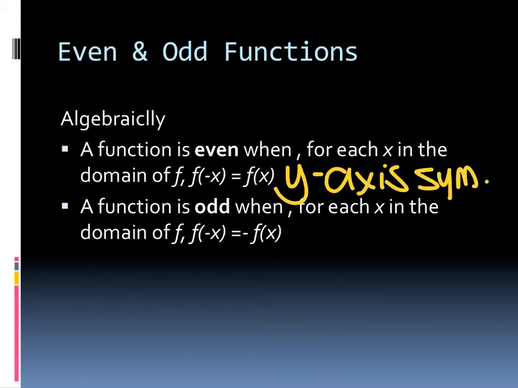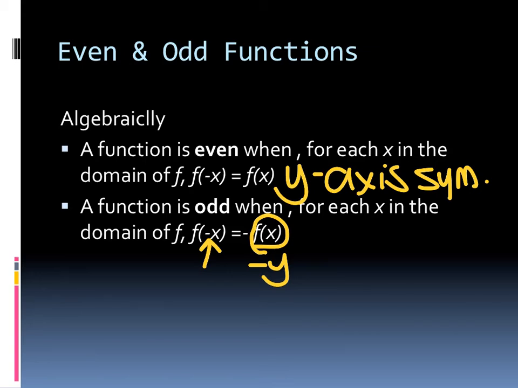And then the second one says a function is odd when for each x in the domain of f, f of negative x equals the negative f of x. This basically says that if I plug in a negative x and a negative y, it goes back to the original. Because this is negative x, this is negative y. So it's saying if I change the x, and you have to decipher math speak, right? If you plug in a negative x, then you would get out a negative y, okay?